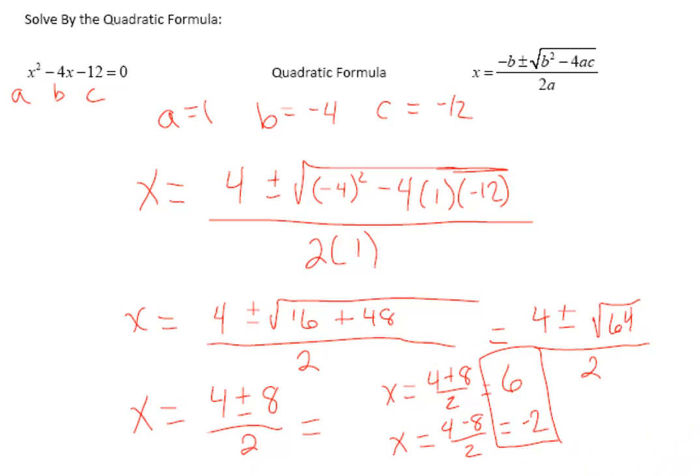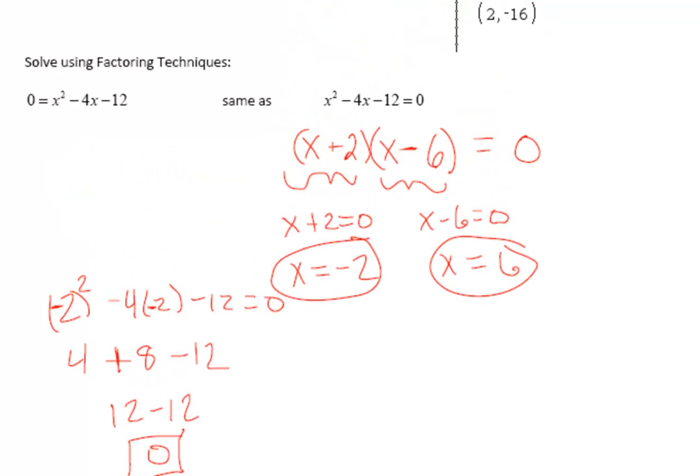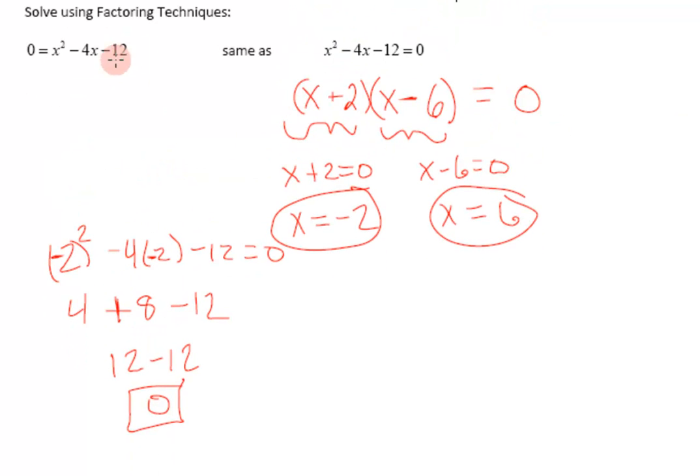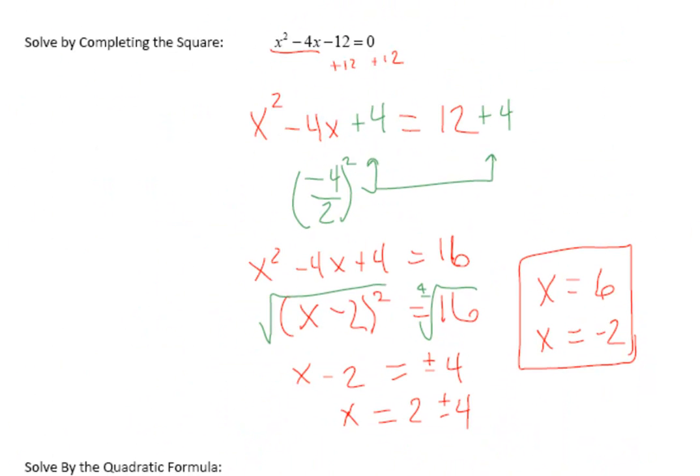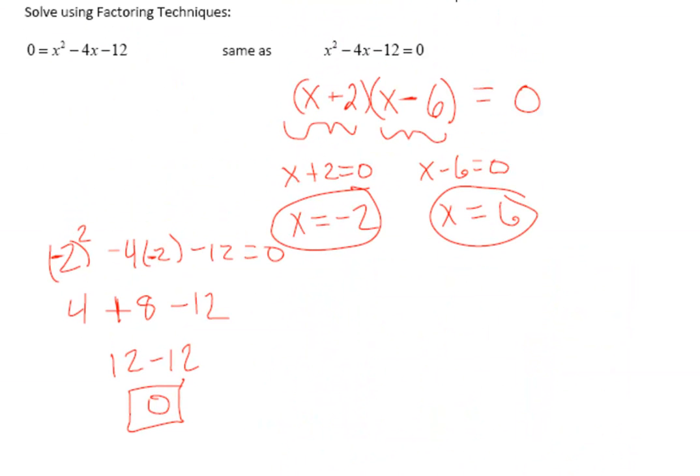So kind of the moral of the story is you can use any method to solve a quadratic equation, and it depends on how it's set up. This problem is set up to use factoring just because it's two numbers that multiply to this and add up to that. Easy, negative 2 and 6. But you could use any method to try to start, and the quadratic formula always works. Completing the square will always work. It's just sometimes challenging, but factoring won't always work.